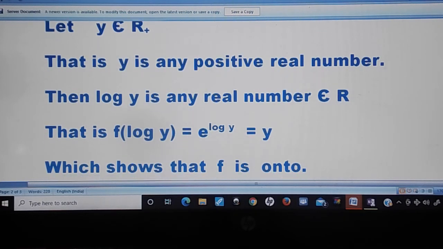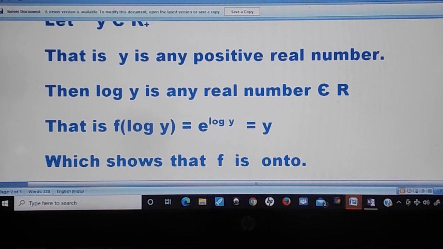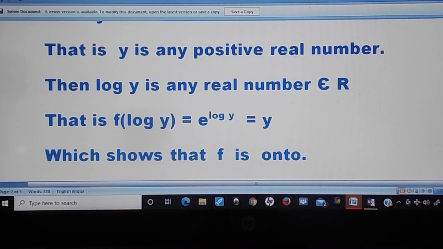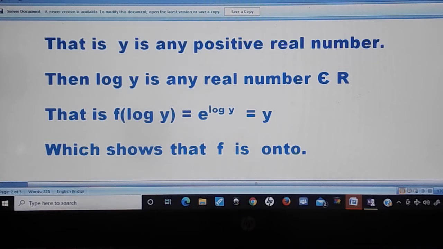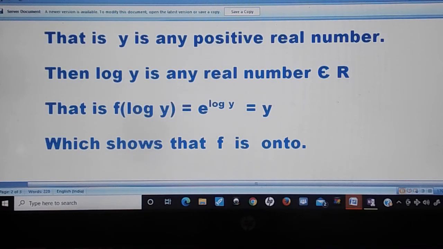Now consider f of log y. What is f of log y? f of log y is e to the power of log y, and e to the power of log y is equal to y. That is, if y is an element of R plus, there exists a pre-image log y in R such that f of log y is equal to y. That is, every element of R plus has a pre-image, isn't it? Therefore, what kind of a function is f? It is an onto function.